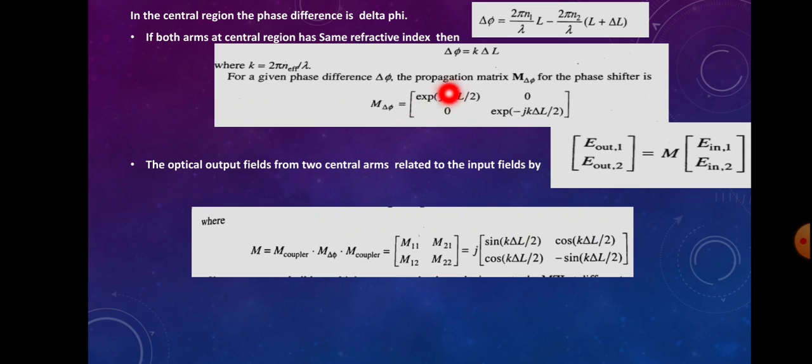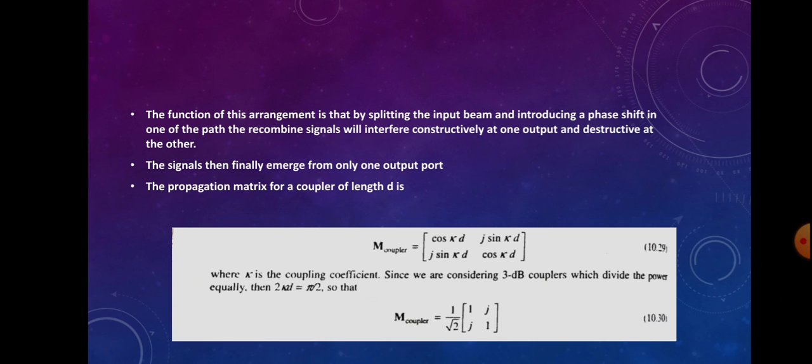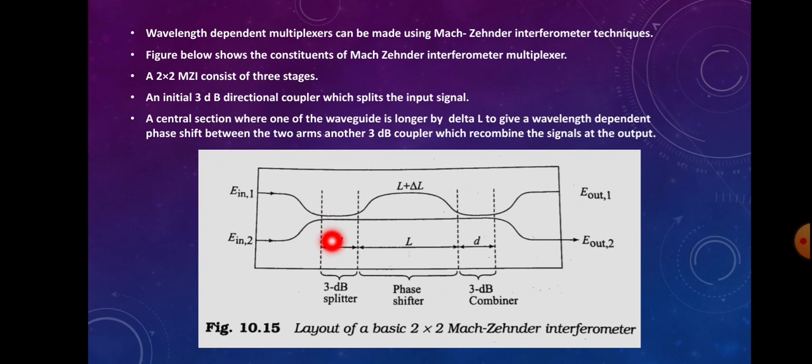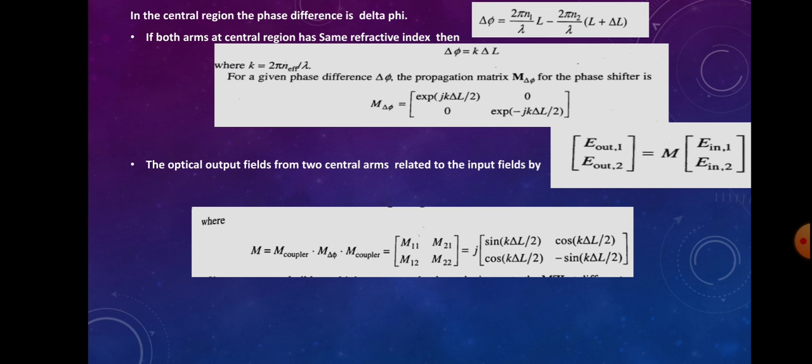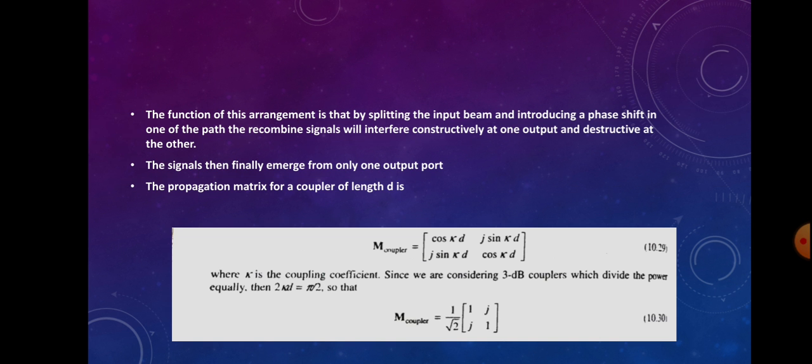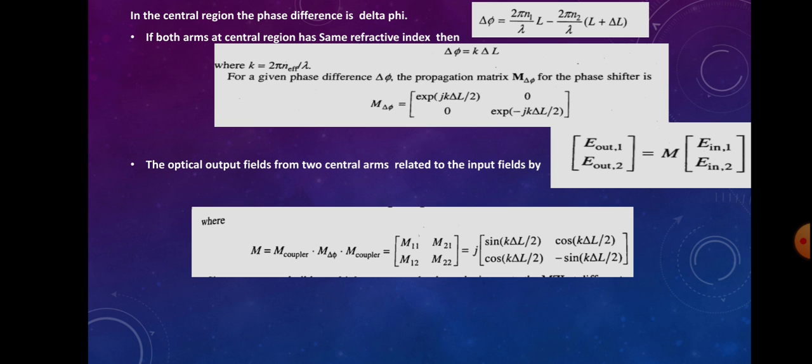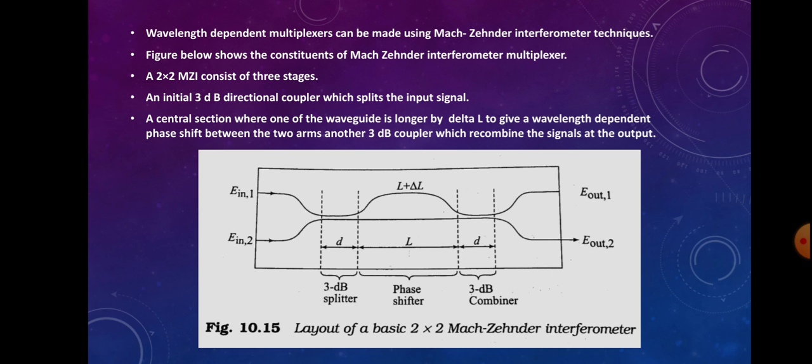Now you know that we will have three sections, that is, the two coupler sections and one waveguide section. So we will have different matrices, that is, M delta phi and M coupler. We have inputs E in 1 and E in 2 and outputs E out 1 and E out 2, as obtained from this figure. E out 1 and E out 2 are the outputs and E in 1 and E in 2 are the inputs. So the product of these matrices with the input will be equal to the output.